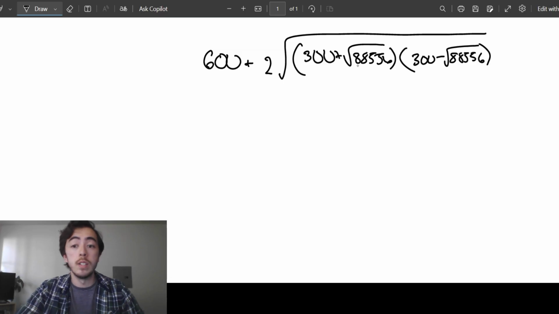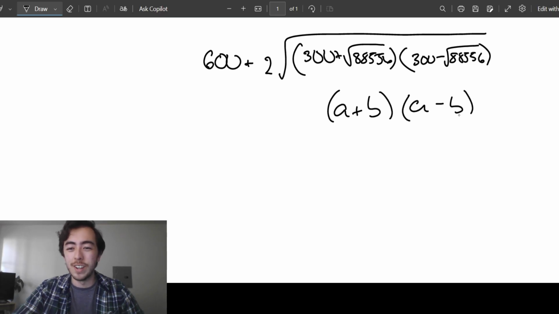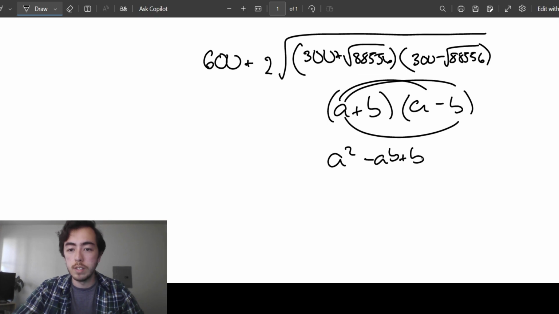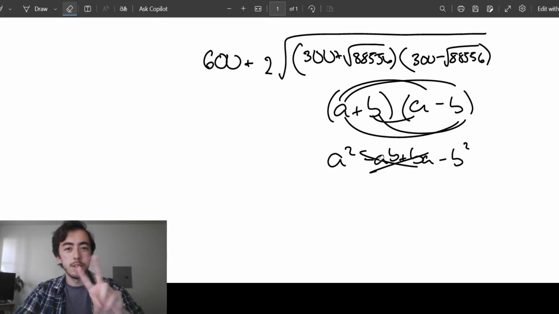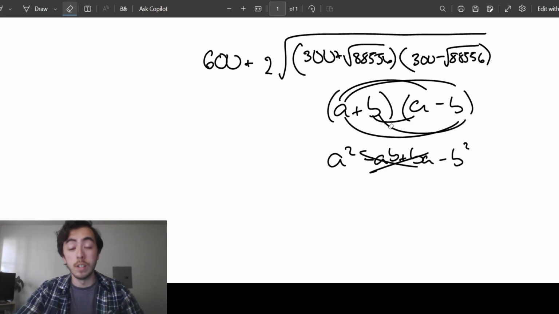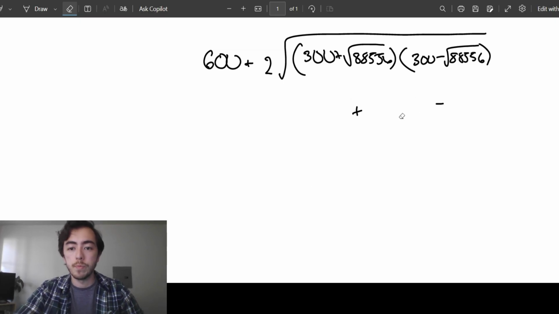I see that we have a difference of squares, and the factored form of a difference of squares, if you multiplied all this out, you would get a squared from these two, minus ab from these two, plus ab or ba from these two, and then finally minus b squared. And these two terms cancel out as long as multiplication is commutative. In this case, it is. So we just get a squared minus b squared.